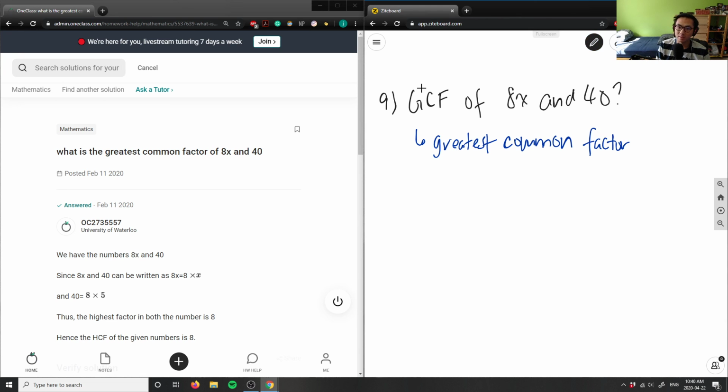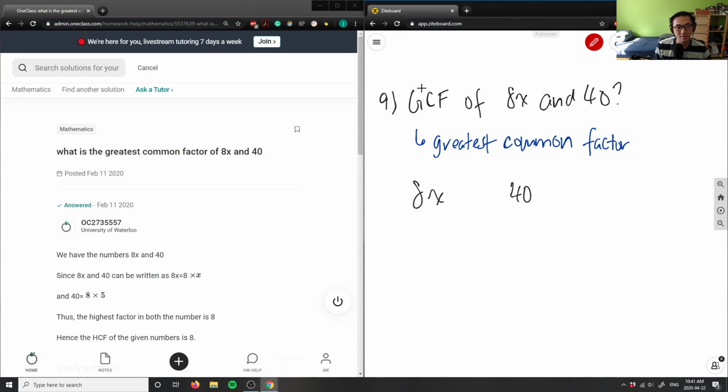So let me write this in black. It's 8x and 40, right? We're looking at these two terms, and we're thinking, what is the greatest common factor of these two terms? When we talk about greatest common factor, it's the highest number by which we can divide both these terms and still get a whole number. Both of these numbers are even.